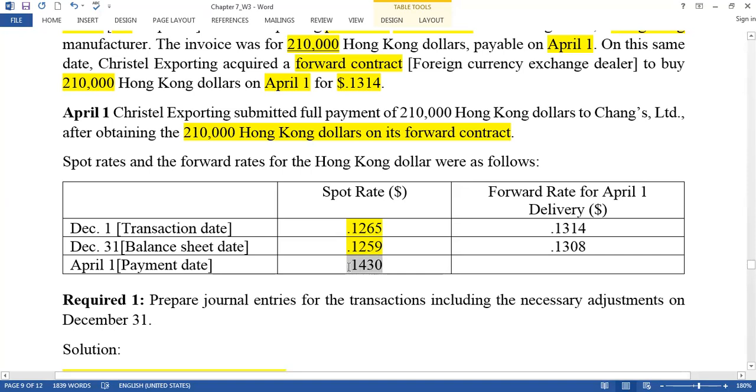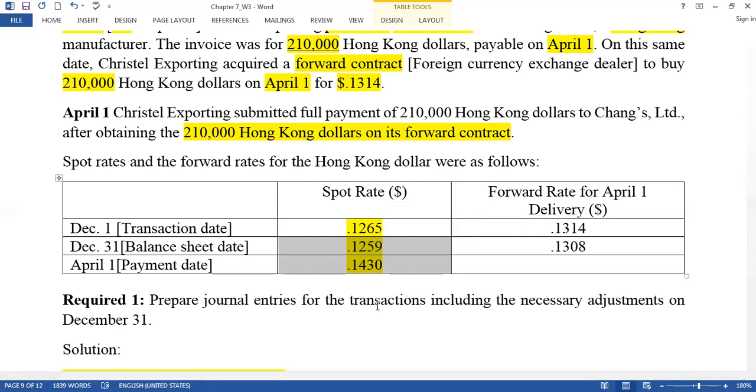Now, this is the rate of April 1st. Payment date. Payment date rate is 14.30. What do you think? Do you have a gain or loss? If you compare these two, for example, you don't have any third-party contract. Think about our example 1 or example 2. So December 31st rate, and this is the payment rate. If you compare these two now, it is favorable or unfavorable.